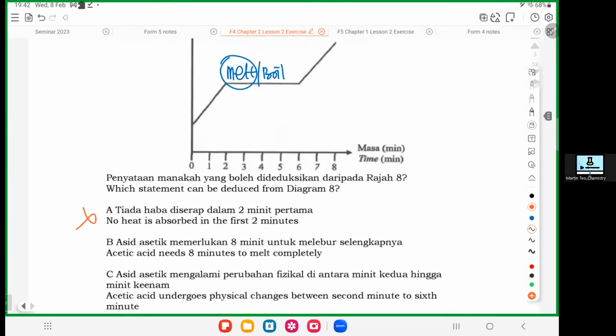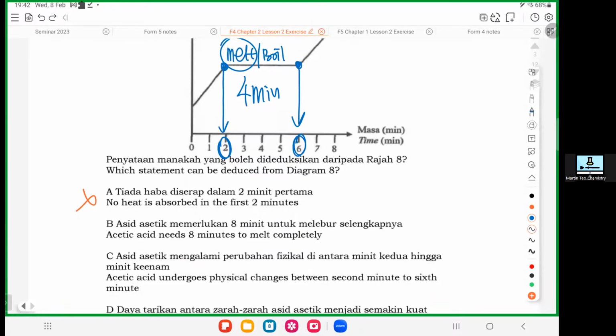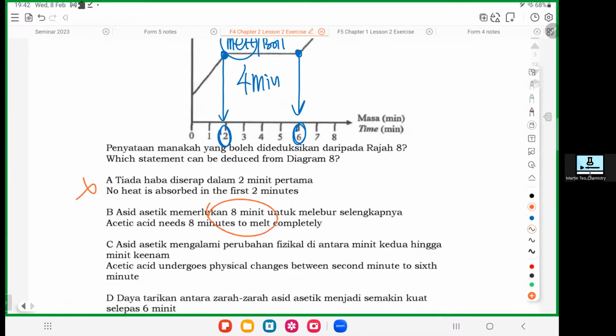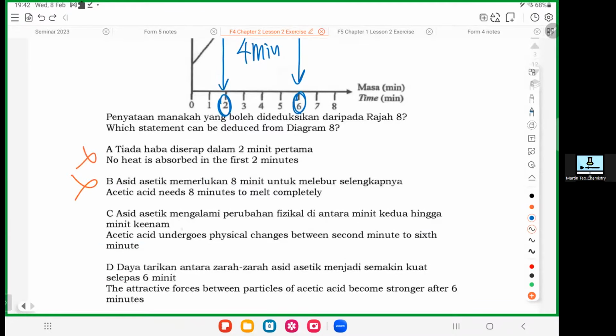So wrong. B: Acetic acid needs 8 minutes to melt. What is the time to melt? Here, melting started at minute number 2. Here, melting completed at minute number 6. 6 minus 2 is 4 minutes. You need 4 minutes for the melting to take place. Here they say 8 minutes. Wrong.